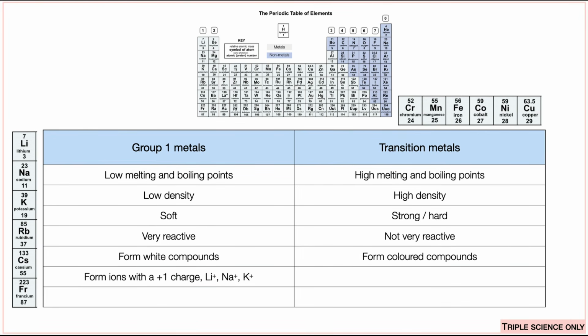Group 1 metals form ions with a +1 charge. For example, lithium is +1, sodium is +1, and potassium is +1. And the transition metals can form ions with different charges. So for example, copper can produce ions with a charge of 2+, or an ion with a charge of 3+. Group 1 metals cannot be used as catalysts, whereas transition metals can be used as catalysts in chemical reactions. Again, we'll do more work on catalysts and ions and charges in a future video. This is for triple science only.